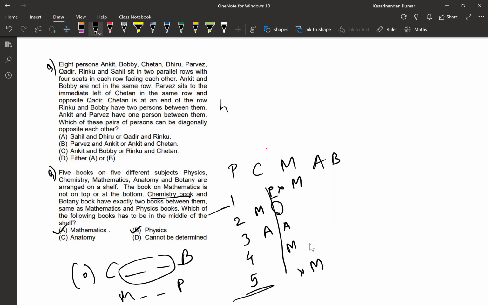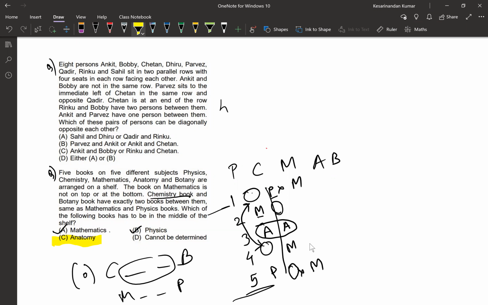We have 2 spots left. That can be chemistry and botany, anyone. Same here. If maths is here, your physics will be here. So chemistry and botany would be anyone here. So it is possible, yes. So if we have anatomy in the middle, surely we can get 2 arrangements and any of it is possible. So yes, this is what we get and this is what we have. This will be the answer.